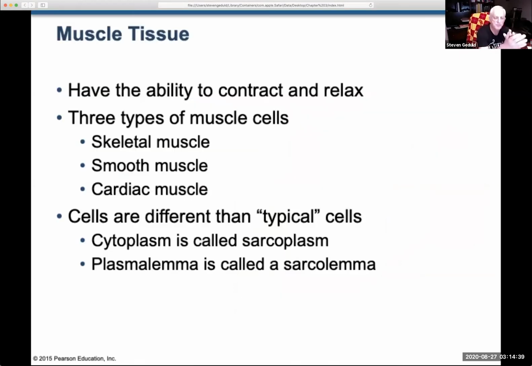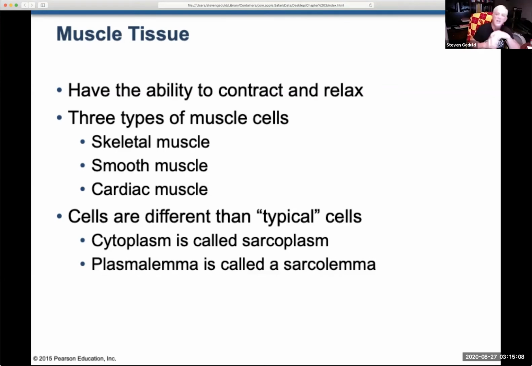Muscle tissue. Okay, muscles have the ability to contract and relax. They have to have both. If you see a nursing exam and you have to pick what a muscle can do, it has to do 2 things. It has to contract and it has to relax. If it can't do either one of those, it's not going to function correctly. If you get contraction and it can't relax, you're in a world of hurt.